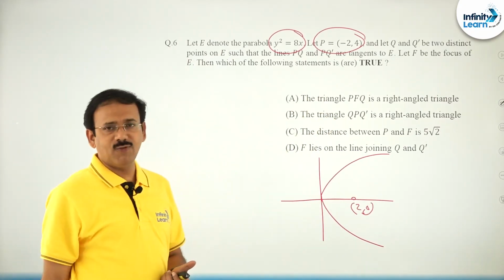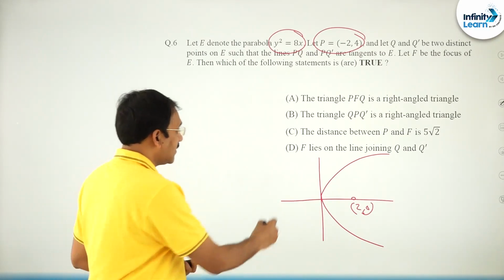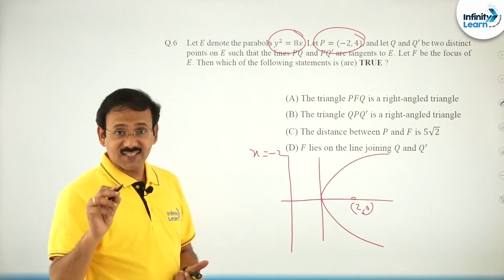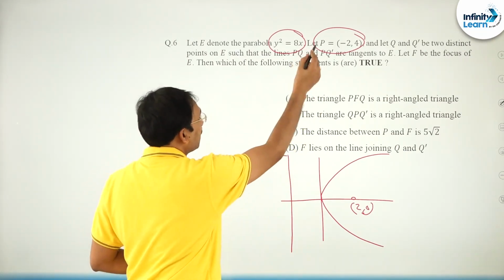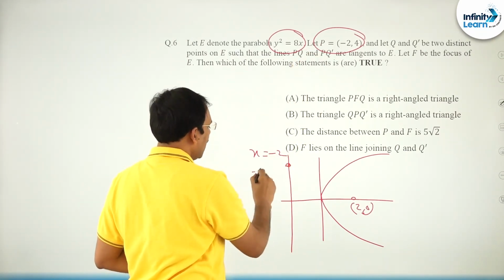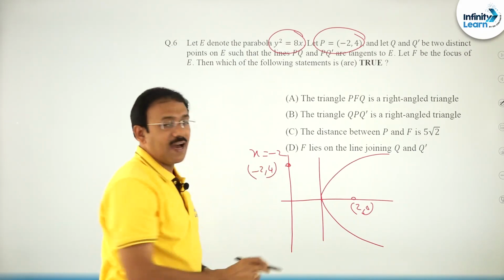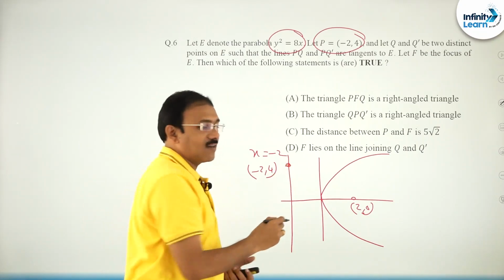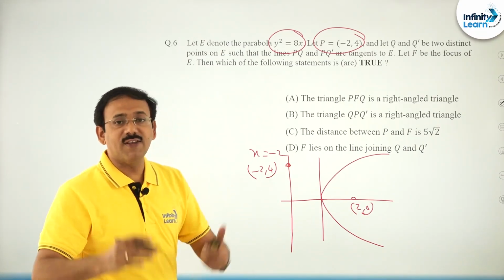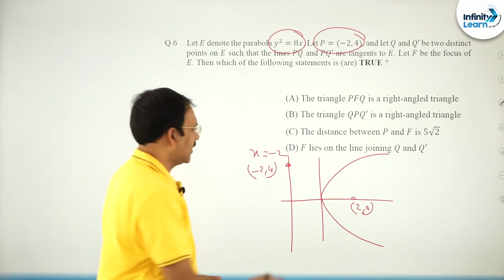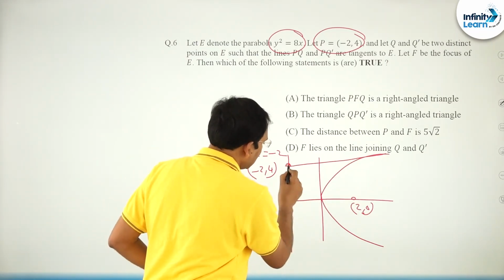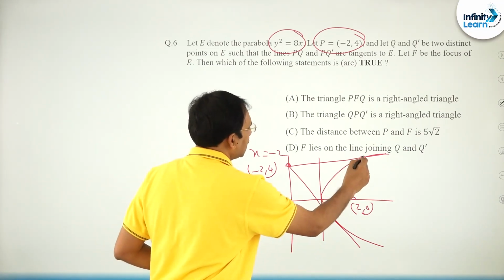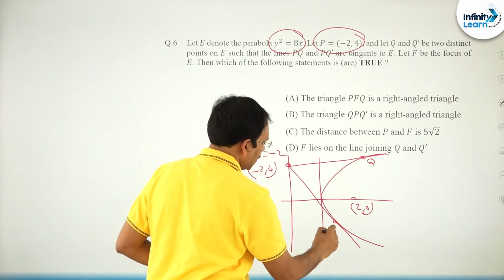Because compare with 4ax, and the directrix is x is equal to -2, right? The interesting point here is that the given point (-2, 4) is a point on the directrix. I think you know the special results of the directrix. From any point on the directrix, if you draw two tangents, they will be perpendicular to each other, isn't it? So he has drawn two tangents from here. Yes, they are perpendicular. He said these touch at Q and Q dash.